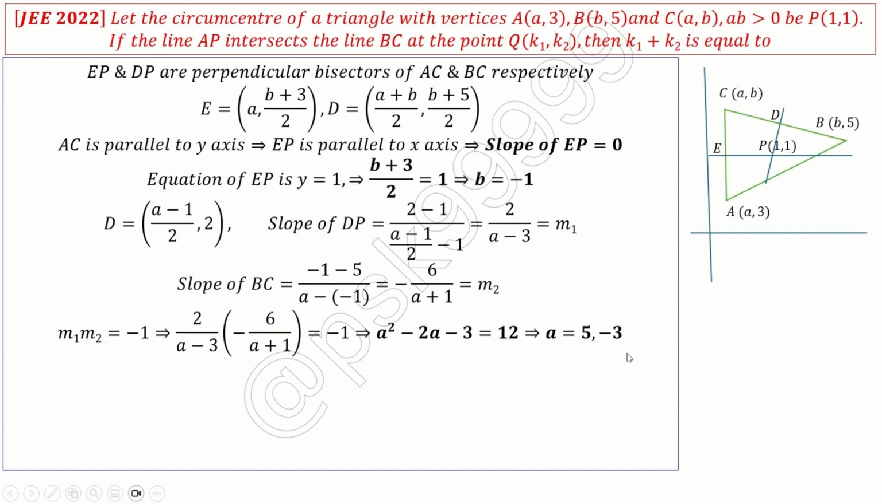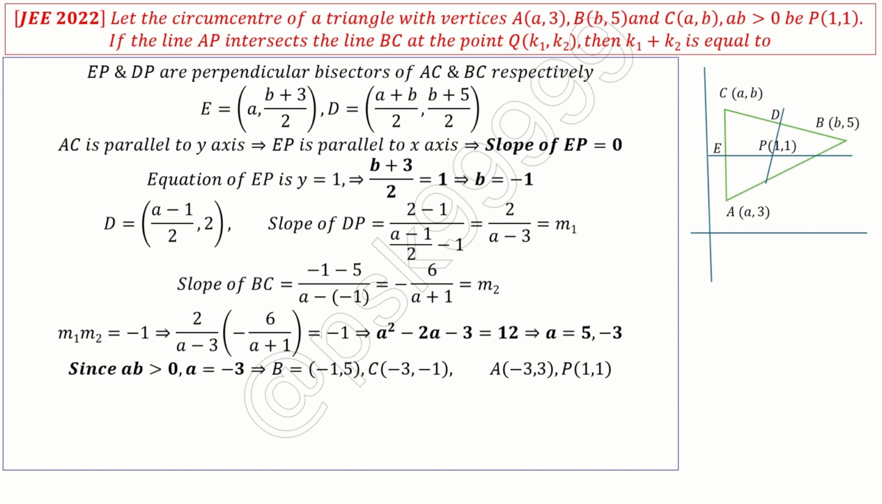So we got two values for a. How is it possible? Look at the problem carefully. In JEE, no condition is given just like that. It is very, very important to look at the conditions. The condition is ab is greater than 0. Which means, since b is negative, a has to be negative. So a is minus 3. That is the only option. The other is not possible.